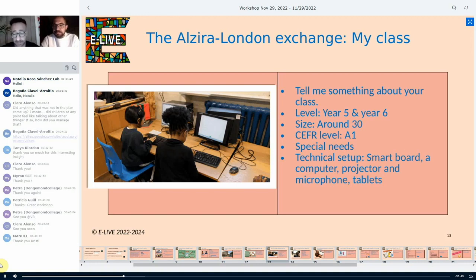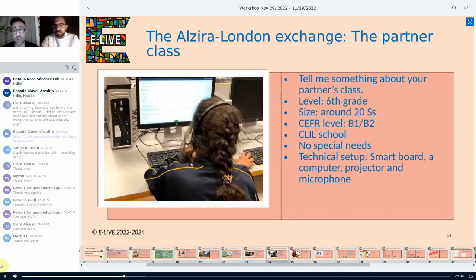Next slide, please, Barry. And if we need to talk about the other group, they had only 20 children. Okay, they were year 6. They had no special needs, and the main difference between my group and the other group was the level of Spanish that they had. The technical setup, as you can see there, was exactly the same. And I think that's the main thing.